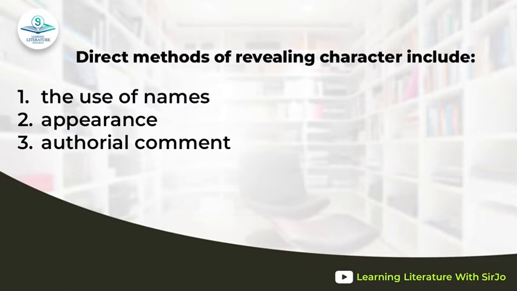By the names that the character bears in the story, we get to know who the character is. Some names do have some kind of allusions. It can be historical allusions, and it helps us to understand who the character is, or it helps us to understand the nature of the character. Again, appearance.